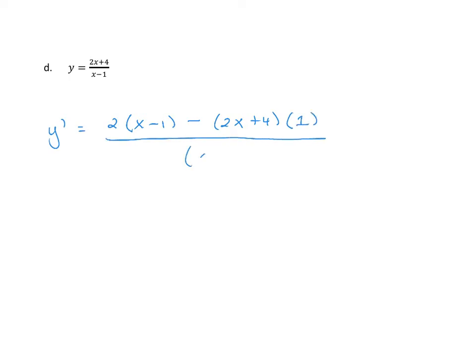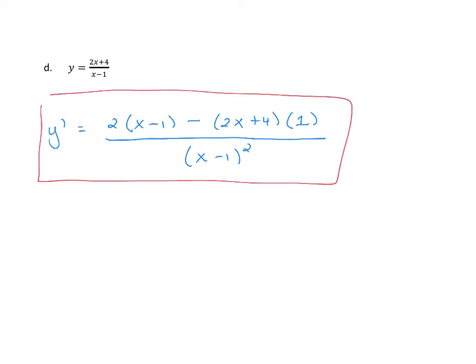Here we have a fraction, a quotient, so I'm thinking quotient rule. To find the derivative, it is the derivative of the top times the bottom minus the top times the derivative of the bottom, all over the denominator, the bottom, squared. You could simplify this, but this is the answer.